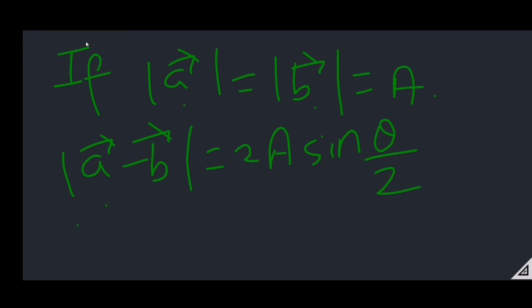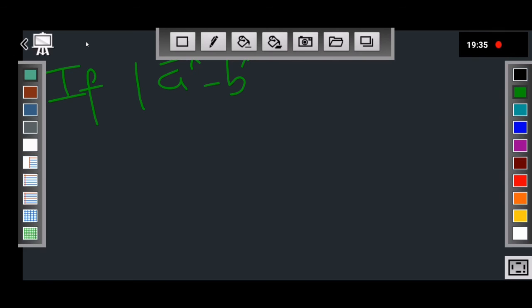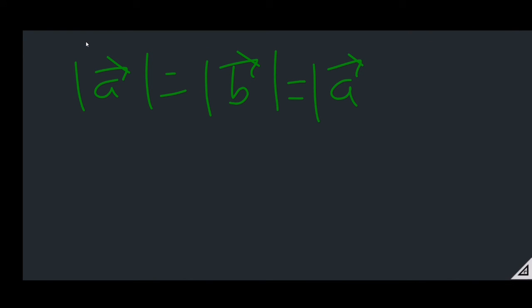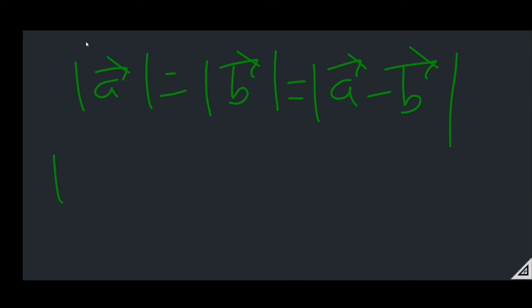Another special case you have to know: if the magnitude of a vector equals the magnitude of b vector equals the magnitude of a vector minus b vector, then in such a case the angle between a vector and b vector, theta, is exactly 60 degrees.